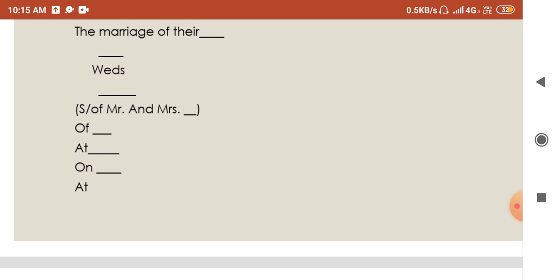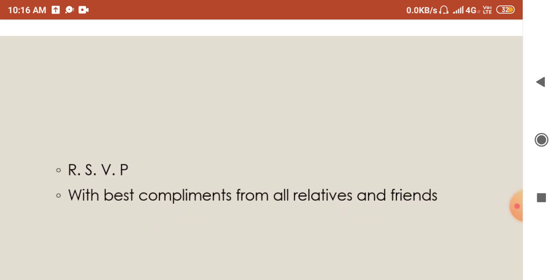On, you will write the date and the day, like on 5th of August 2021, and at, you will write the timing. So this is what you have to remember, this is the common thing you can remember for writing an invitation. And then on the bottom left hand side of your box, you have to write RSVP, and then below that RSVP, you have to write your address.